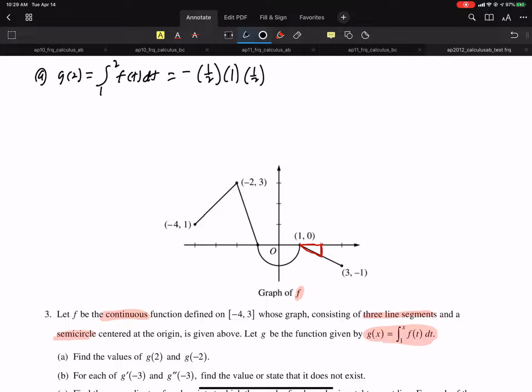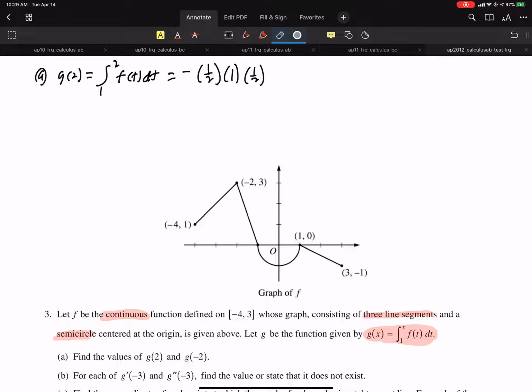Now, if you want to figure out why that's 1/2, if you look clearly, that's 1 and that's 2. So the slope of that is negative 1/2. So if you go over 1, you're going to go down 1/2. So that's what's going on there. Let me erase all that.